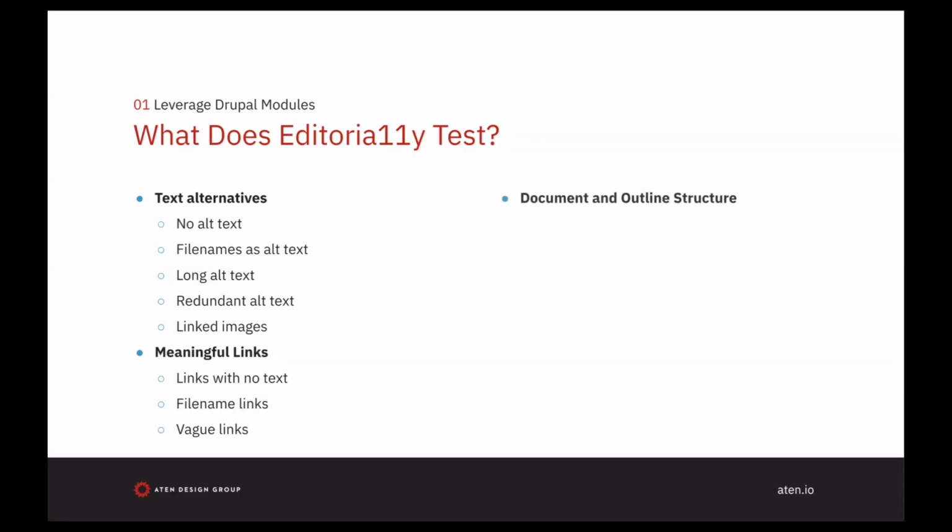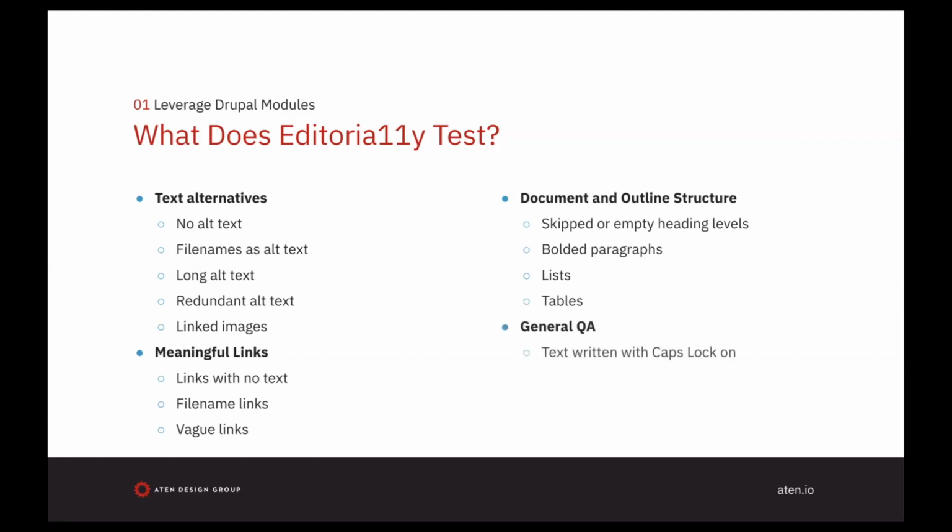It can also check document and outline structure. So things like skipped or empty heading levels, bolded paragraphs, and suspicious formatting that should probably be converted to a list, for example, like we saw in that video. It could be tables without headers or anything like that. And just general QA, like text written with caps lock on, links to PDFs and other documents. It could be various media embeds and so on.